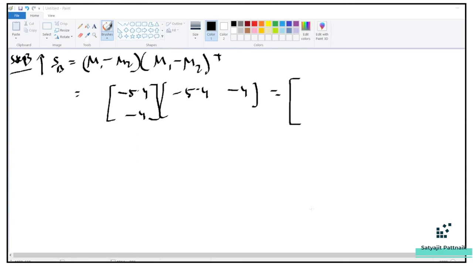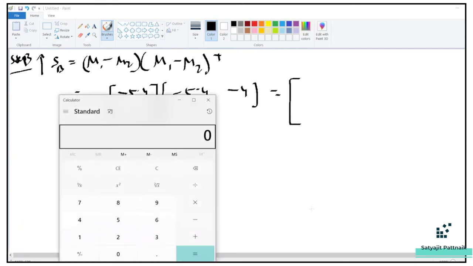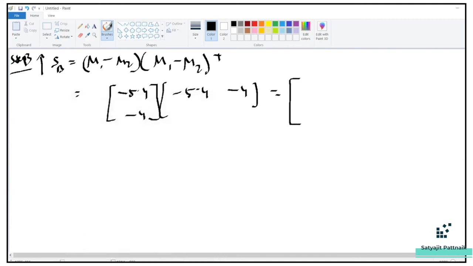5.4 into 5.4. Let's take help of calculator. 5.4 into 5.4 is 29.16. 5.4 into 4 is 21.6. So 29.16 and 21.6, this is 21.6 and this is 16. So this is actually my between the class scatter matrix. As I told, the main intention is to increase this particular SB value and decrease the SW value.